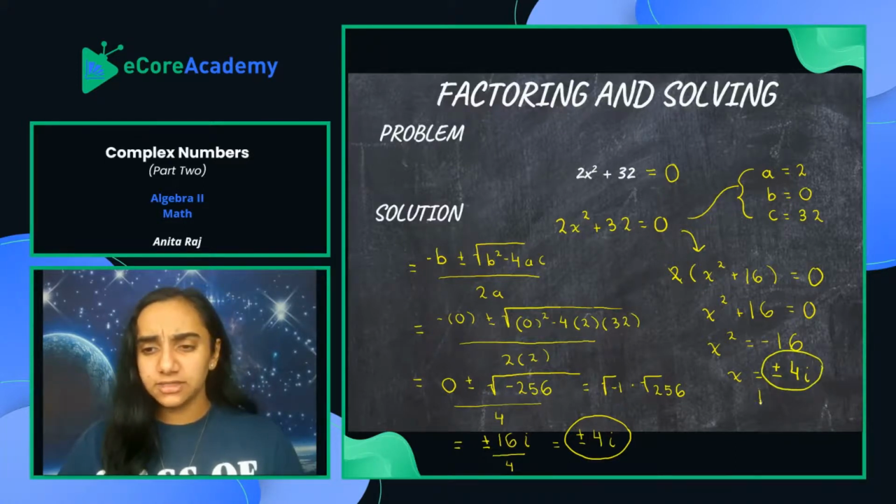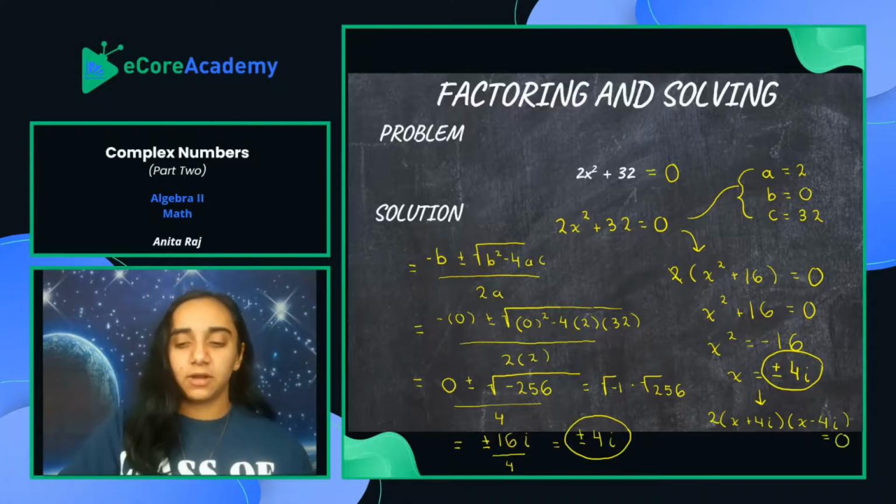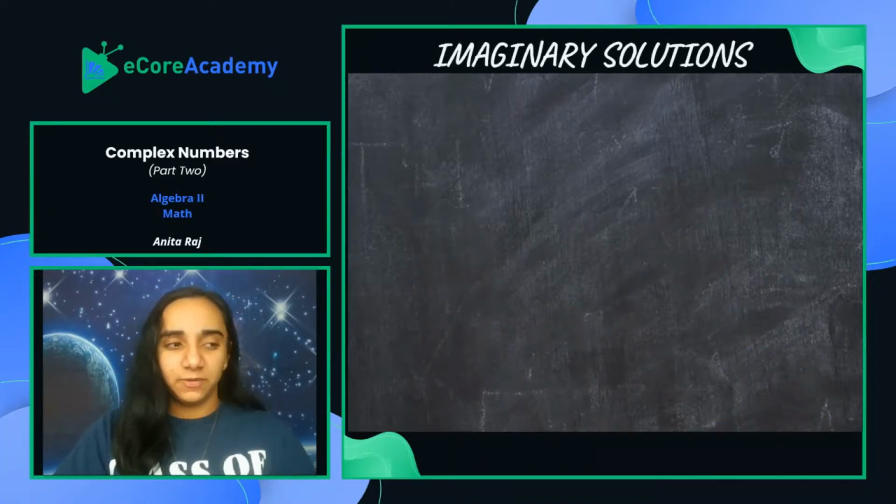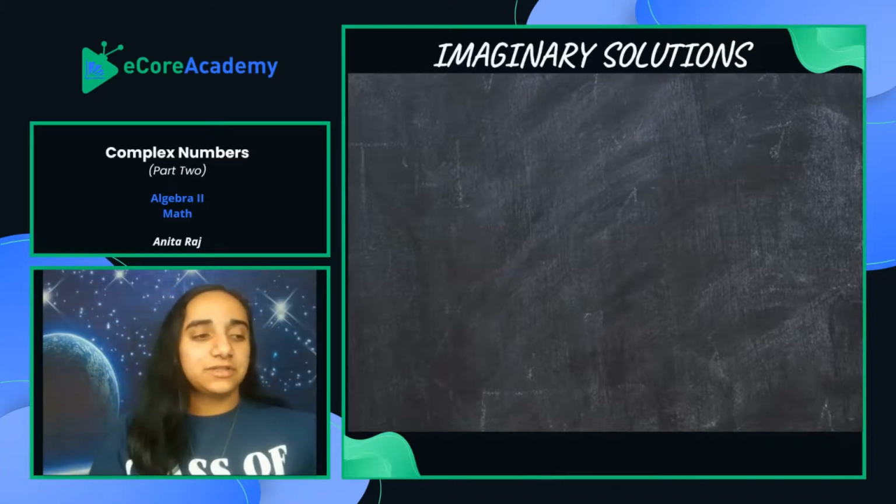And this actually works out. So if we rewrite this original equation up here, 2 times x squared plus 16 equals 0, we can rewrite this as 2 times x plus 4i times x minus 4i equals 0. So remember, complex conjugates. I just want to show you that quick problem. It's not actually quick, but I'm just saying quick. Let's go to the next problem.